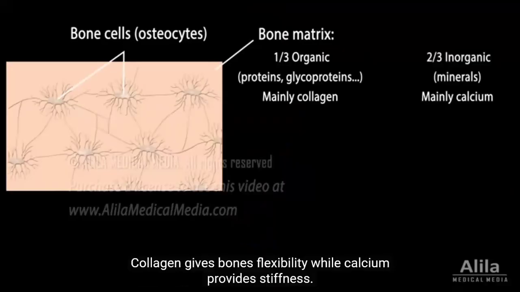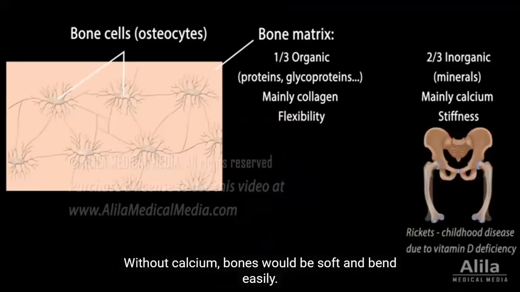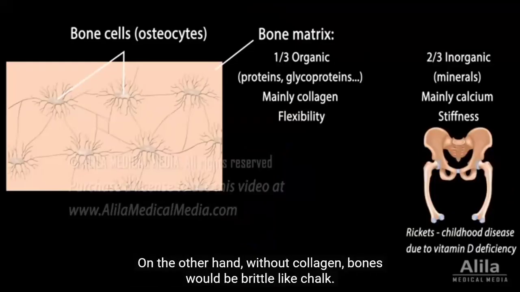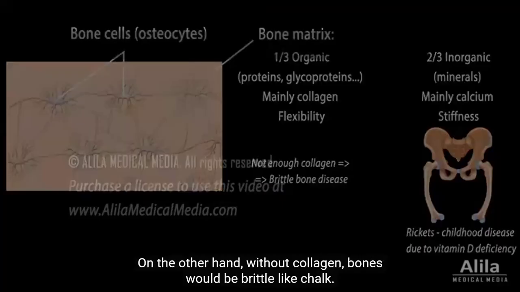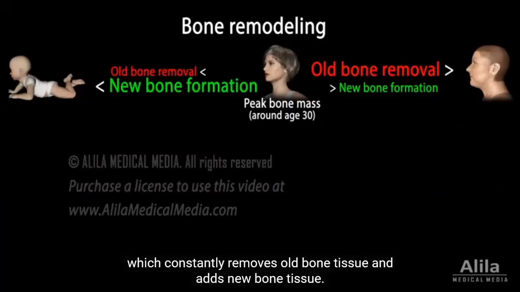Collagen gives bones flexibility, while calcium provides stiffness. Without calcium, bones would be soft and bend easily. On the other hand, without collagen, bones would be brittle, like chalk. Bones renew and remodel throughout a person's life in a process known as bone remodeling, which constantly removes old bone tissue and adds new bone tissue.